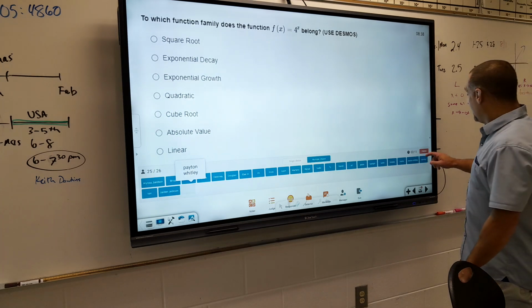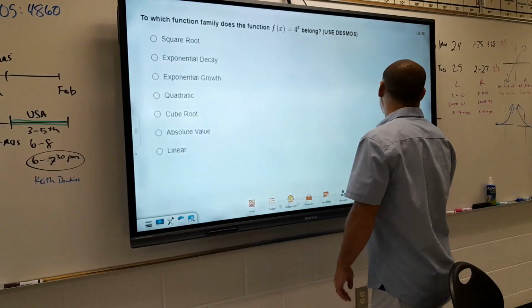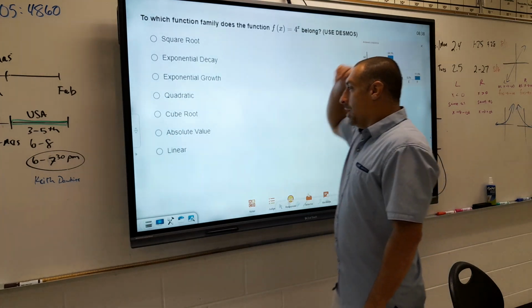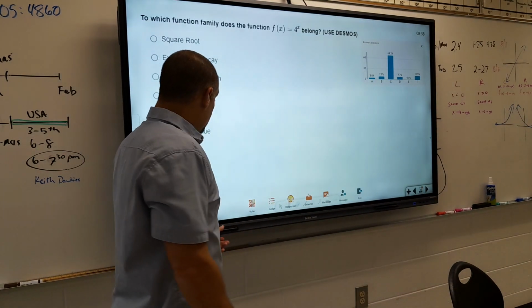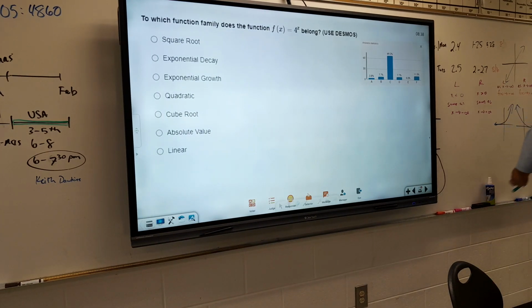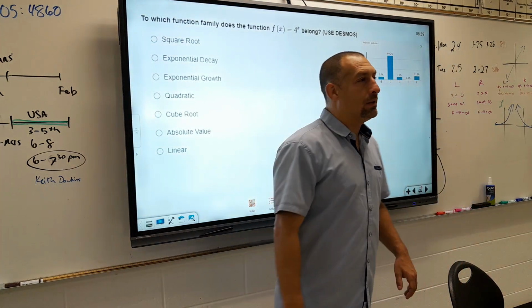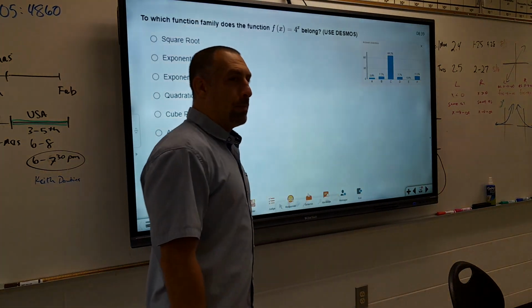All right, time is up. We'll see what we got. Okay, most kids chose C. Let's see what's going on here, guys. If you look at your graph, this is the one we gave you that was 2 to the x. So it's a base and an exponent, and this base is like a whole number. That will be exponential growth. And if you typed it in, you should have been able to compare it to your notes.